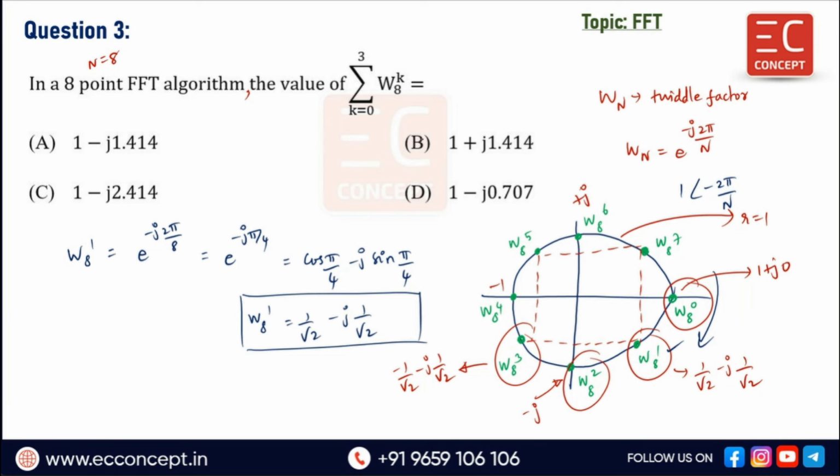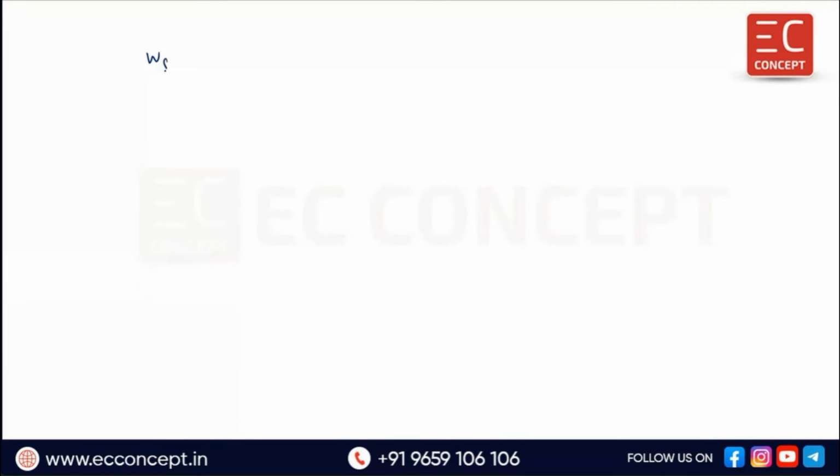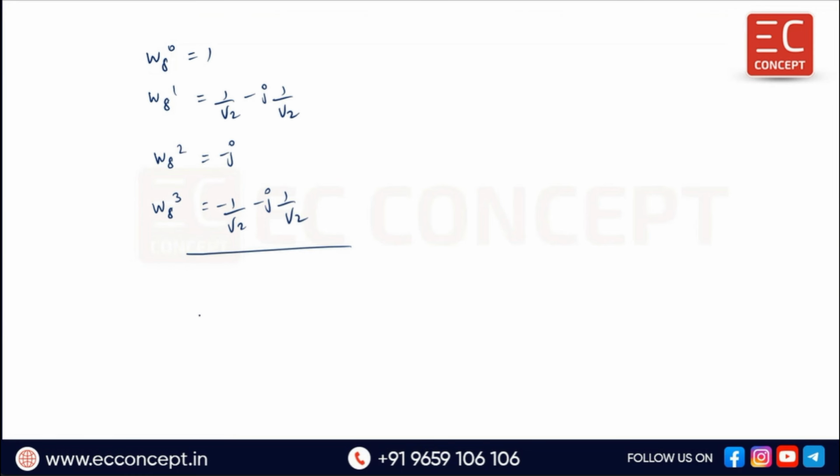Now let us sum all these values. W 80 is equal to 1, W 81 is equal to 1/√2 minus j 1/√2, W 82 is equal to minus j, and W 83 is equal to minus 1/√2 minus j 1/√2. When we sum all the values, the 1/√2 and minus 1/√2 will get cancelled, so 1 will remain.